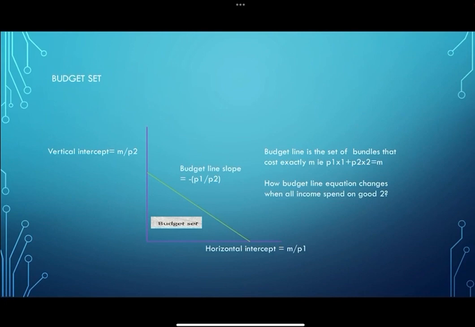So one question here. How does the budget line equation change when all income is spent on good 1? Friends, if you know the answer to this question, just comment below.